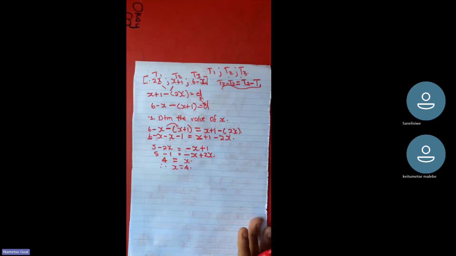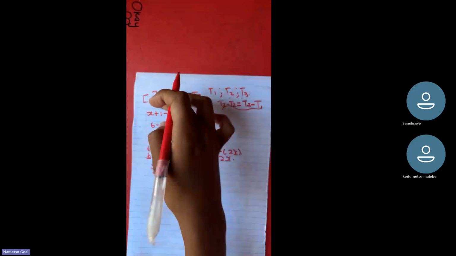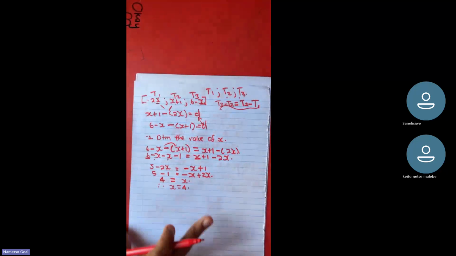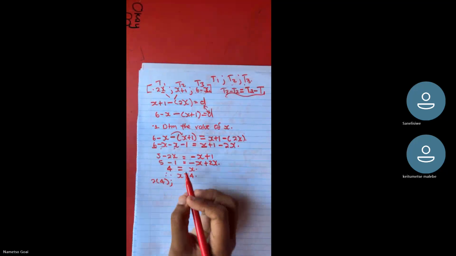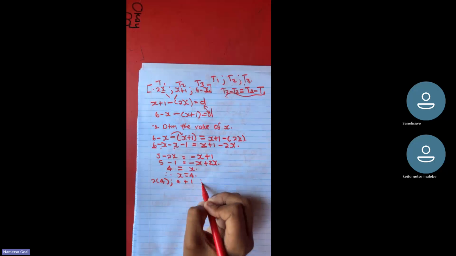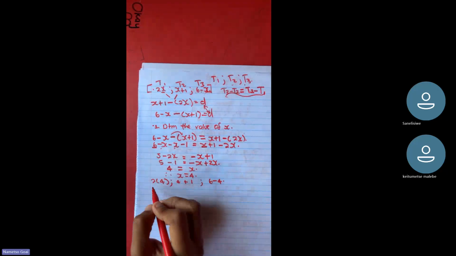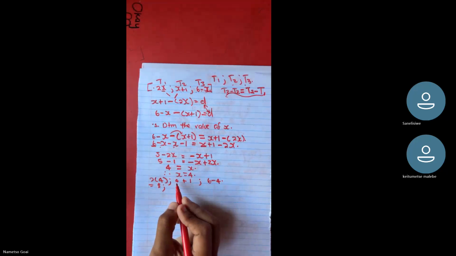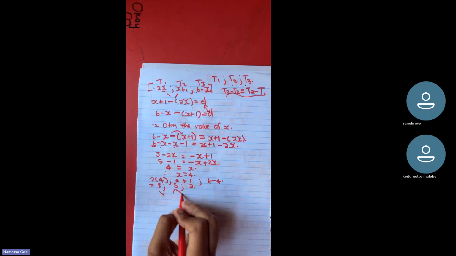You see? So now you just solved for your x. So now you can take this x and substitute it over here so that you can now know what your T1, T2, T3 are. Right? So you're going to have 2 into 4, then 4 plus 1, 6 minus 4. Right? So now we have 8. 4 plus 1, 5. 6 minus 4, 2.